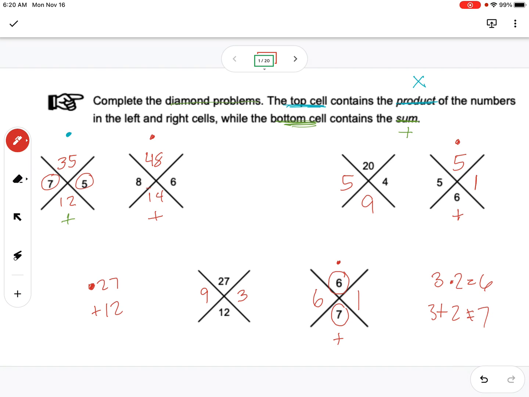So that's our answer. The rules are always the same. The two side numbers multiply to the top and add to the bottom.